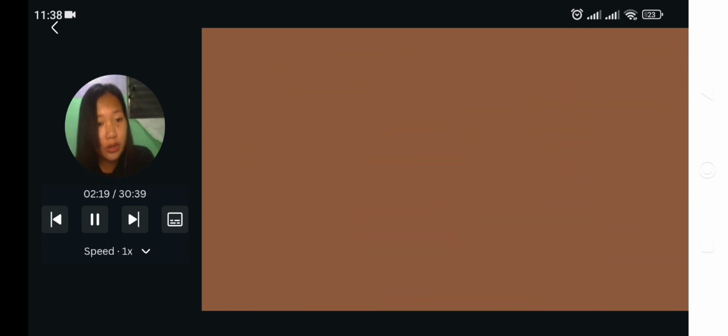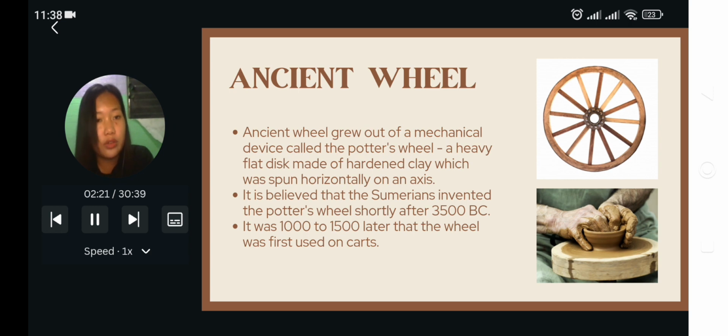That's where they made discoveries. And one of their discoveries or inventions is the ancient wheel. The ancient wheel grew out of a mechanical device called the potter's wheel, a heavy flat disc made of hardened clay which was spun horizontally on an axis. During the ancient period, people from ancient civilizations used animals for transportation before they discovered the wheel.